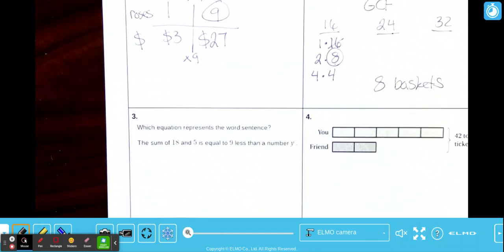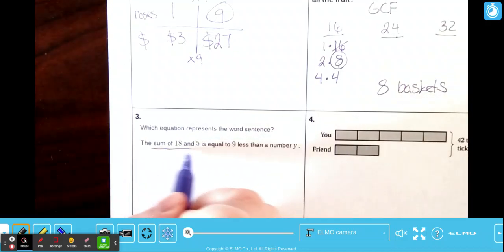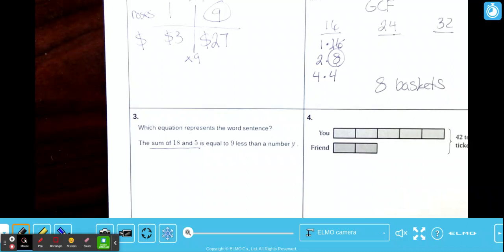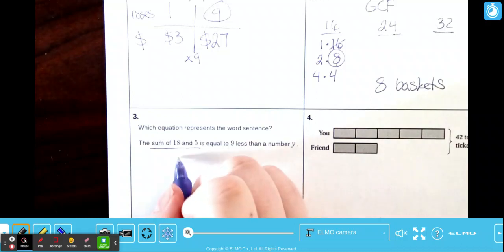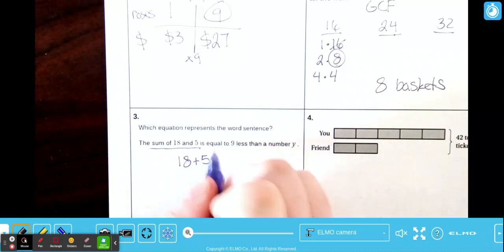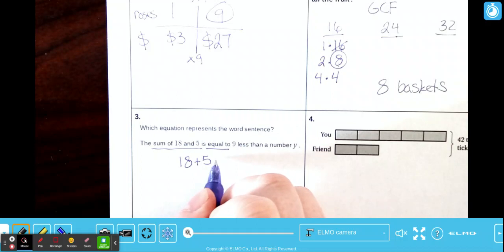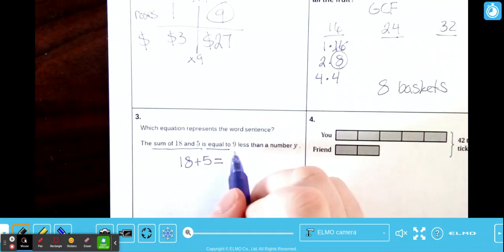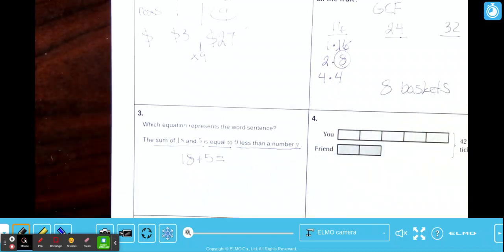All right, number 3, which equation represents the word sentence? The sum of 18 and 5 is equal to 9 less than a number y. Okay, Bella? Well, it says the sum of 18 and 5, so it's going to be the sum of those 2 numbers added together. So sum means? The answer to an addition problem. So 18 plus 5 is equal to, which means? Equals. Okay, and then 9 less than a number y. So this is similar to our warm-up.